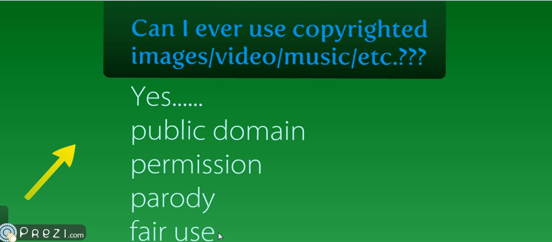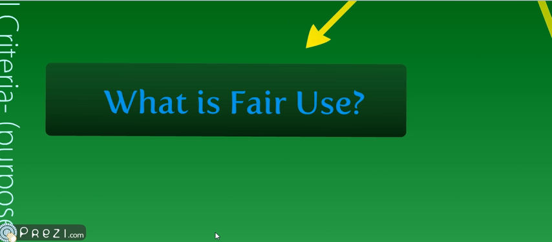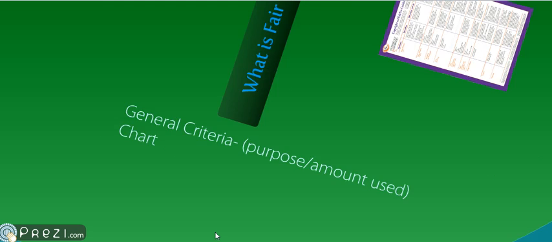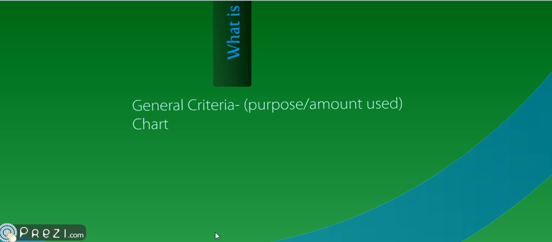And the last thing I want to talk about is fair use. Now, what is fair use? Well, basically, fair use is where you can use a copyrighted work, but you can only use it under certain conditions. Okay, and let's go over what those conditions or criteria are.